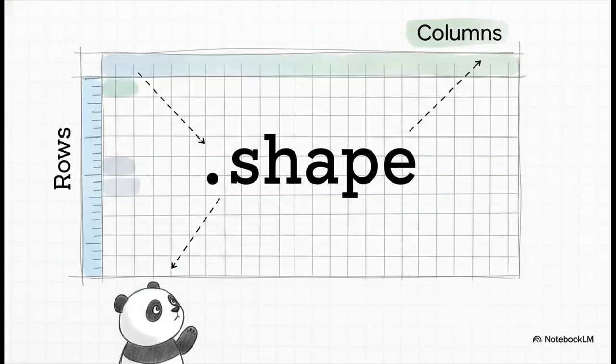Next up, use shape. Now, notice there are no parentheses here. That's because it's a property of the data frame, not something you do to it. And it instantly gives you back a little pair of numbers, the number of rows and the number of columns. This gives you a sense of the scale of your data set in less than a second.